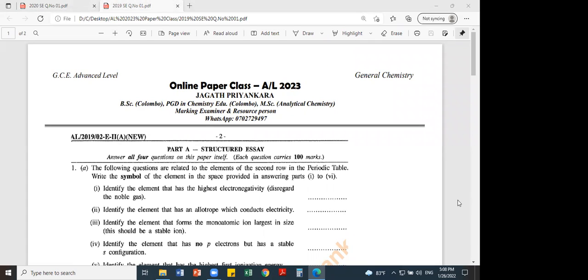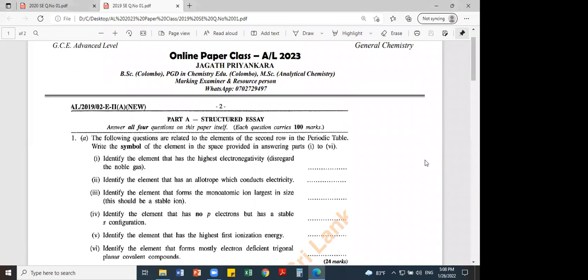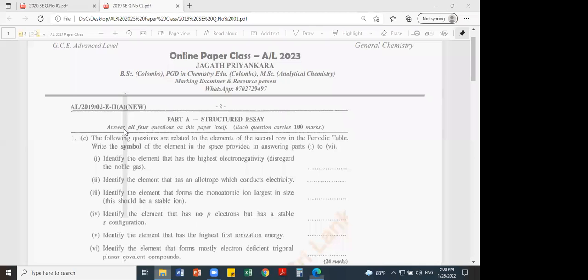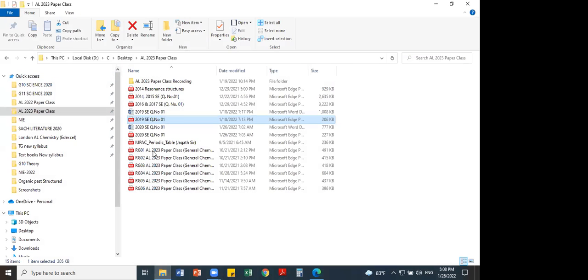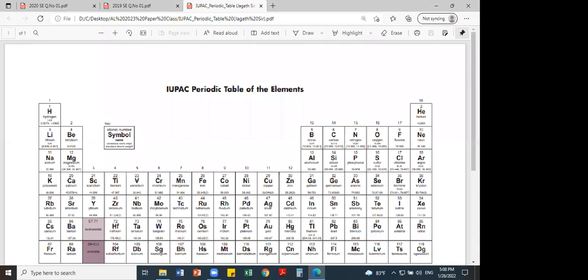Following questions are related to the elements of the second row in the periodic table. Write the symbol. Here the symbol is highlighted. No need to write the name. If they ask you to write the symbol, you have to write the symbol of the element within the space provided. And a periodic table is given. I have already posted the IUPAC periodic table to your WhatsApp group. If any one of you has not got that, please let me know. This is the periodic table, so you can refer to this also.